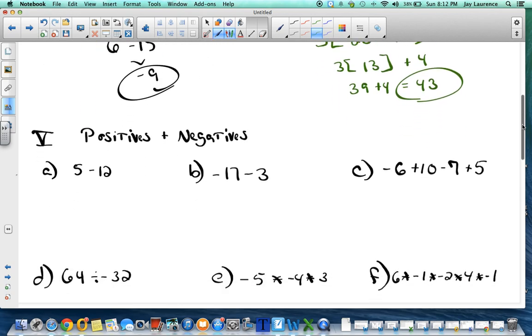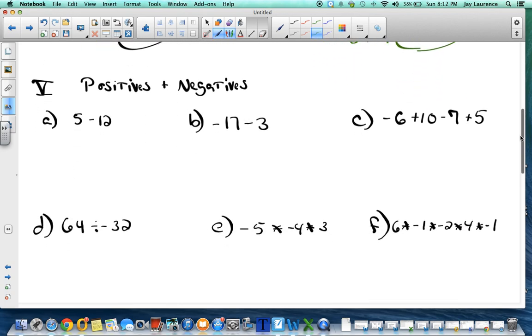Okay, notice I'm not using a calculator. Not that you can see me, but trust me, I'm so fast. I'm faster than you can use a calculator on these because I've practiced.